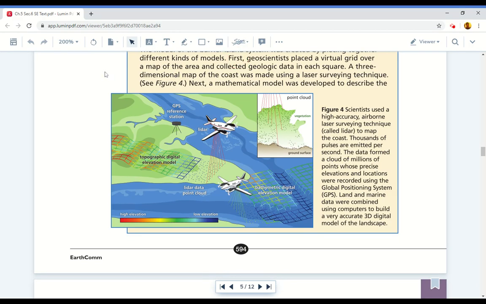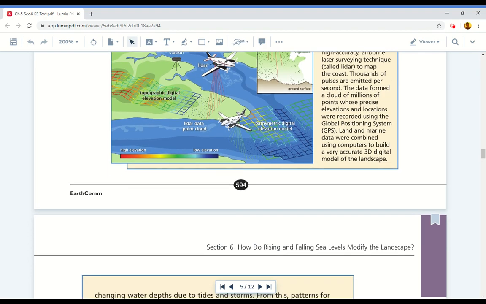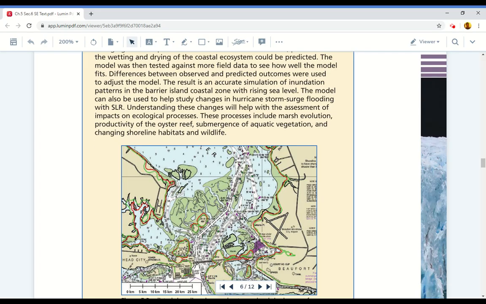First, geoscientists placed a virtual grid over a map of the area and collected geological data in each square. A three-dimensional map of the coast was made using a laser surveying technique. Next, a mathematical model was developed to describe the changing water depths due to tides and storms. From this, patterns for the wetting and drying of the coastal ecosystem could be predicted.